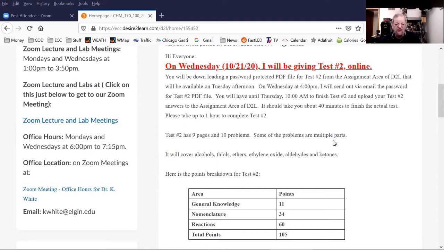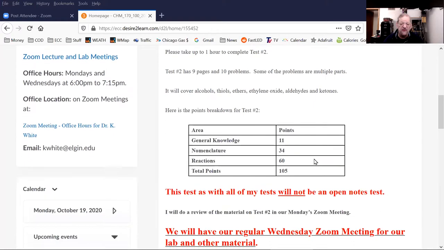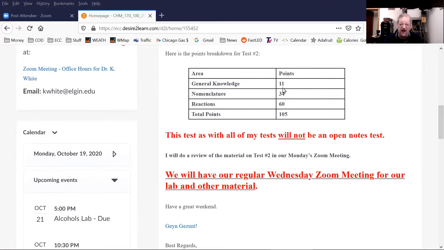Now, it will cover alcohols, thiols, ethers, ethylene oxide reactions, not nomenclature, aldehydes, and ketones. Here's the point breakdown. General knowledge, 11 points. Nomenclature, 34. Reactions, 60. If you add it all up, 105. So there's 5 bonus points.